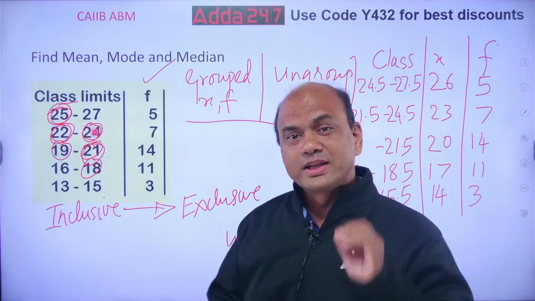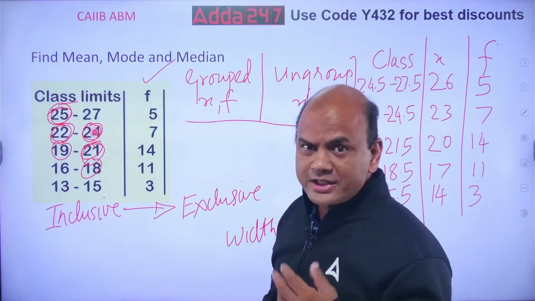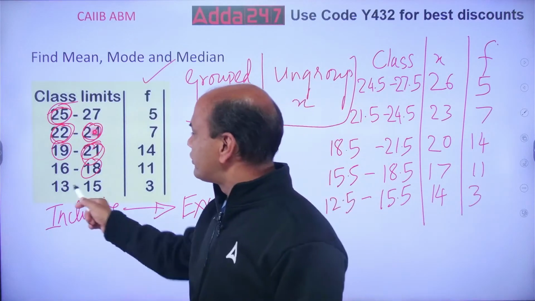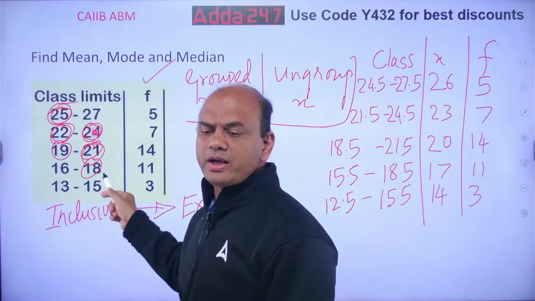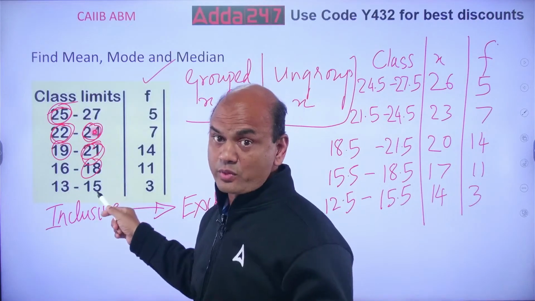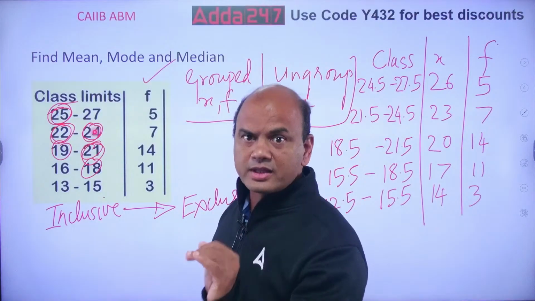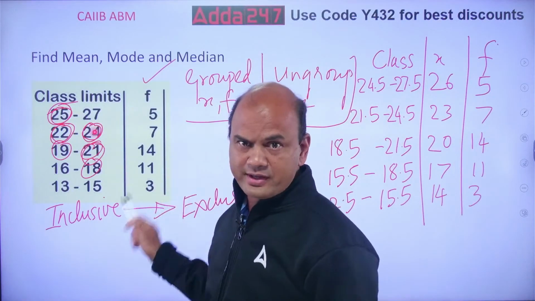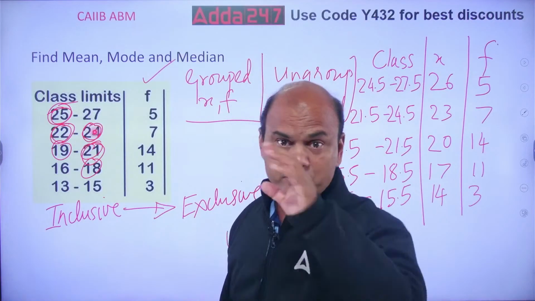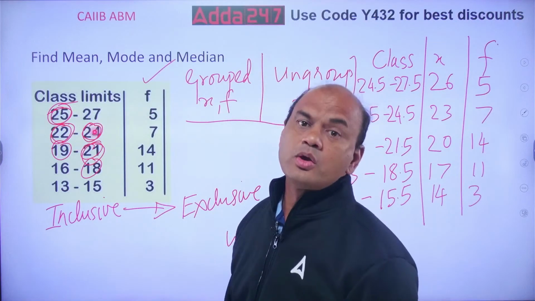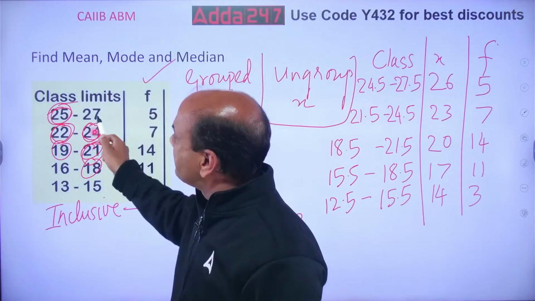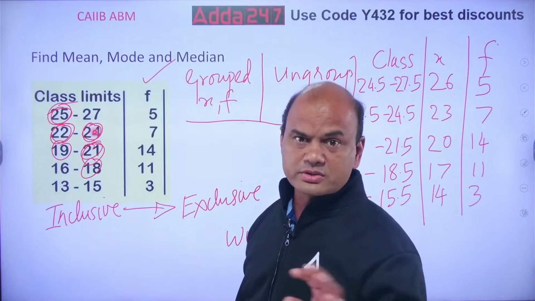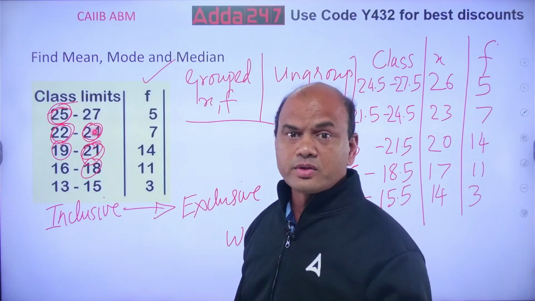Now let's move on to the next part. Look at these numbers. This is 13 to 15, 16 to 18, 19 to 21. We are going higher. Right? Now there is a problem over here. You can't solve any problem using these class limits. So what do you do in this case?